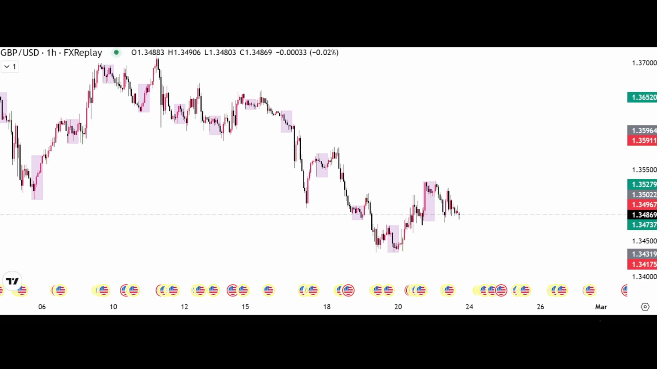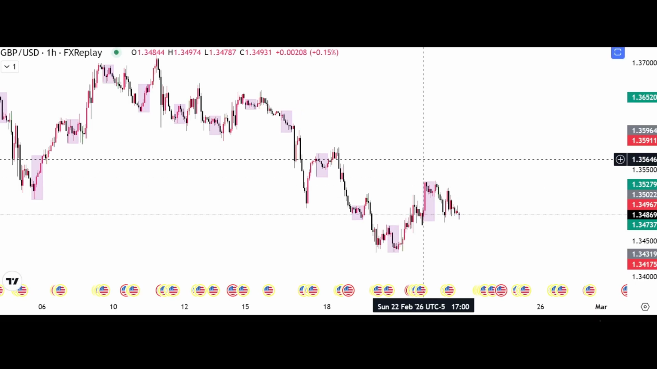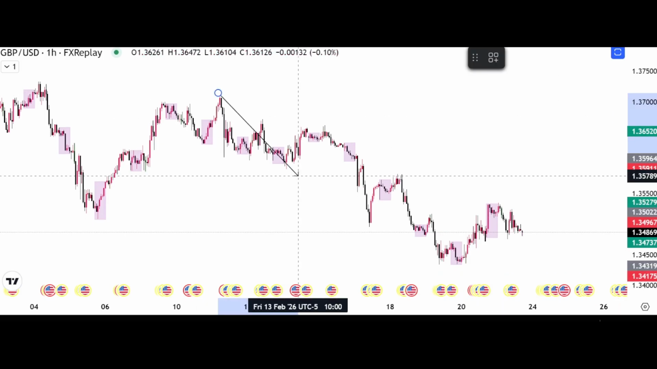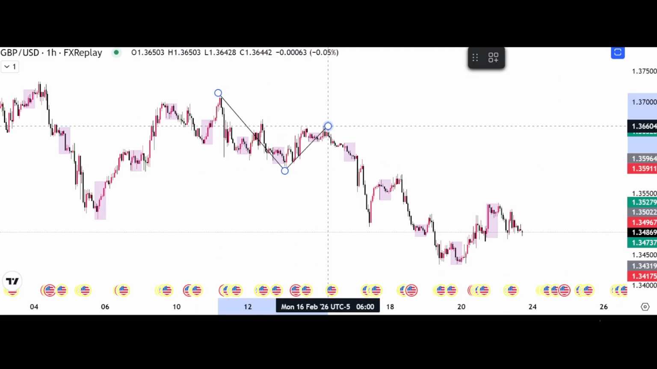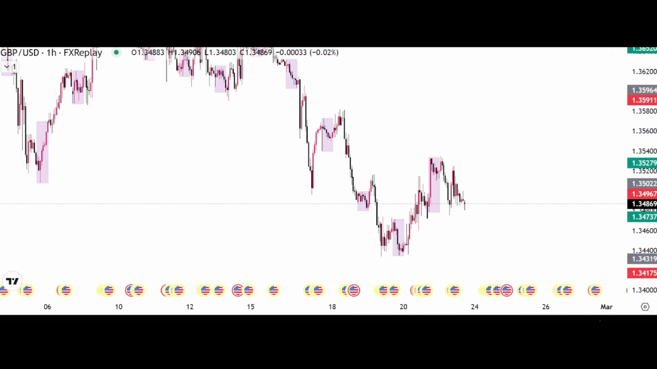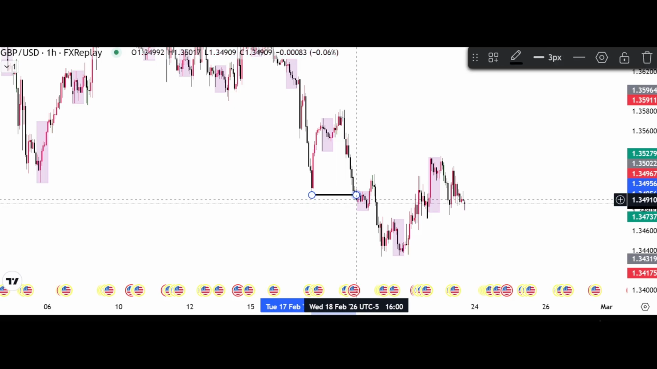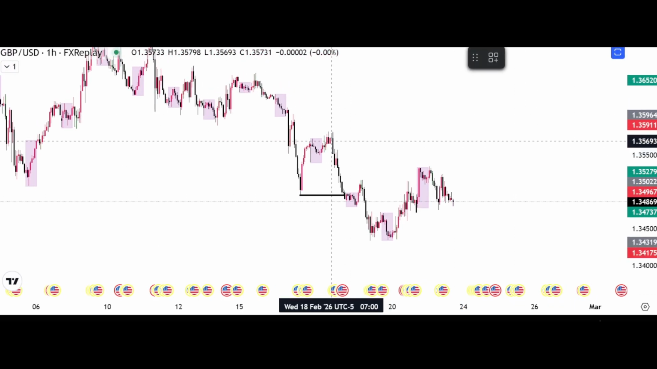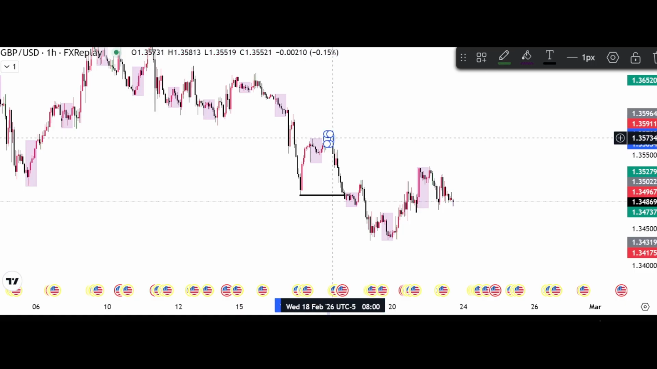So the first thing we will do is follow the trend. As you can see here on the 1 hour time frame, price is creating lower low, lower highs, lower low. Let's focus on our recent break of structure here. This is our recent break of structure, and this is our supply zone.